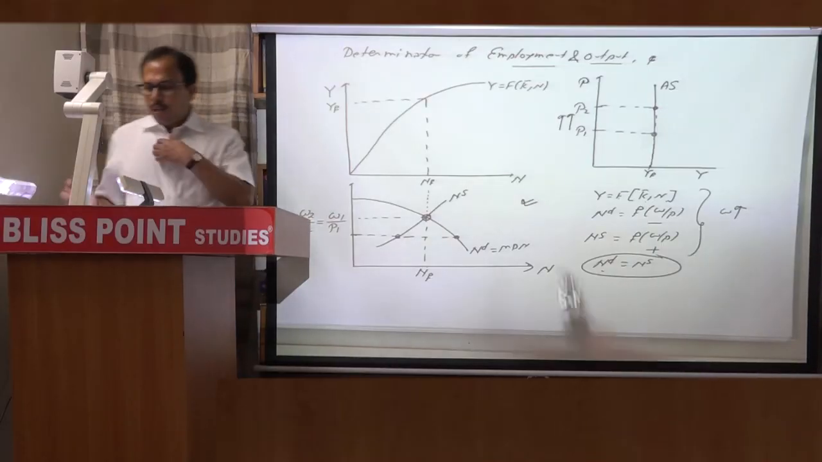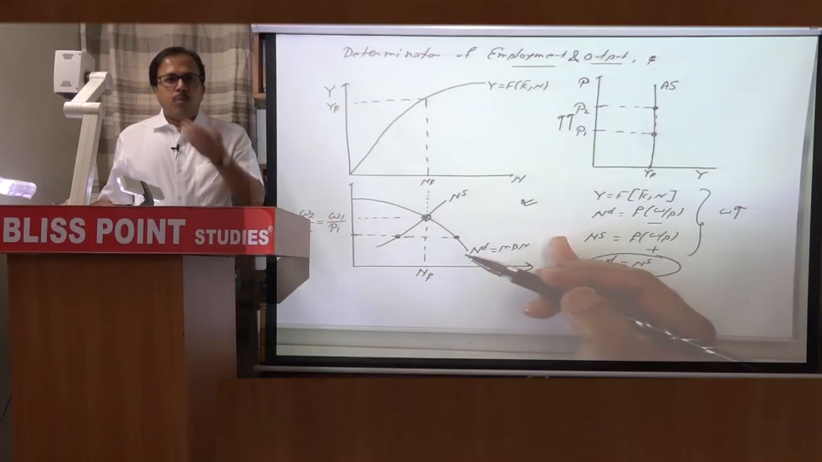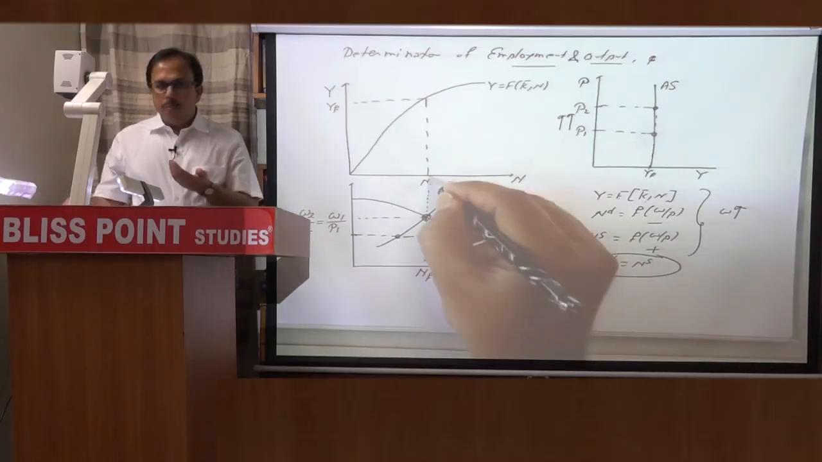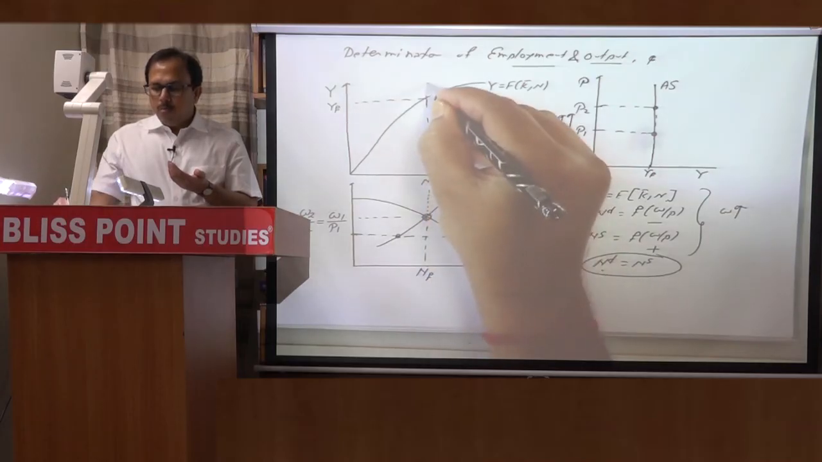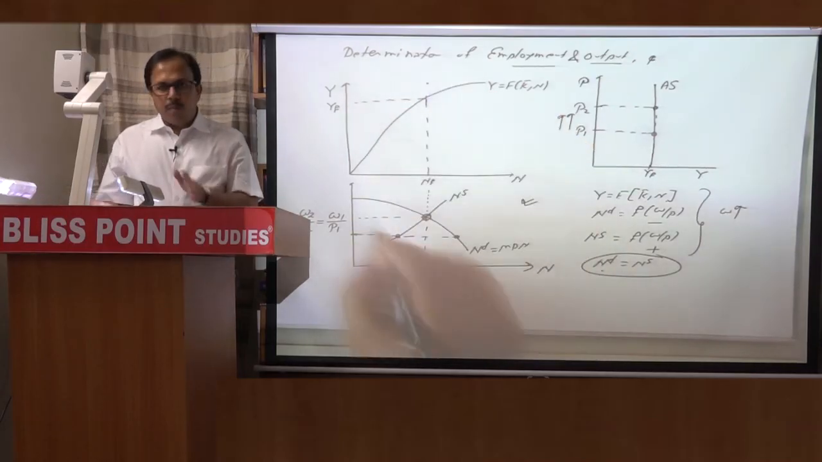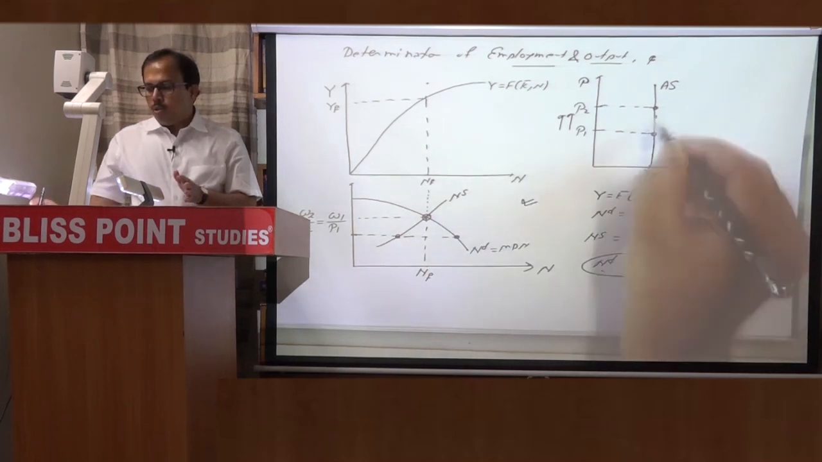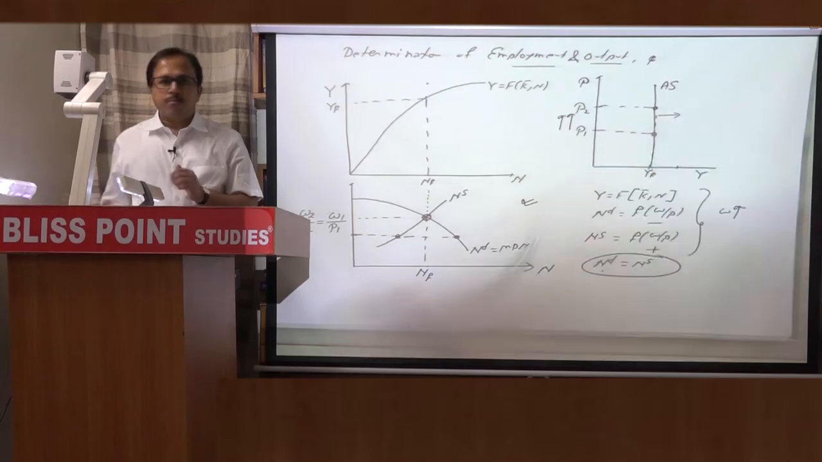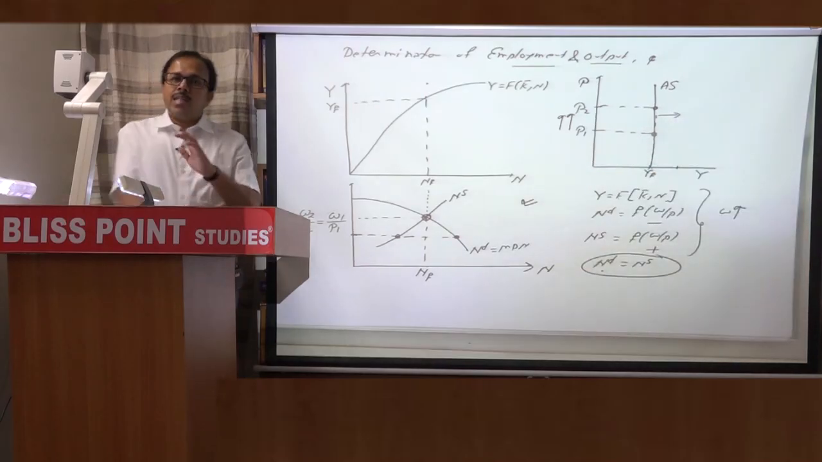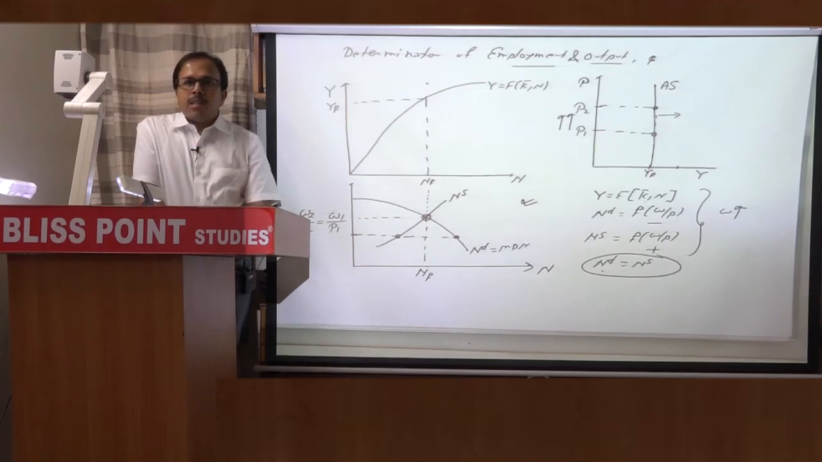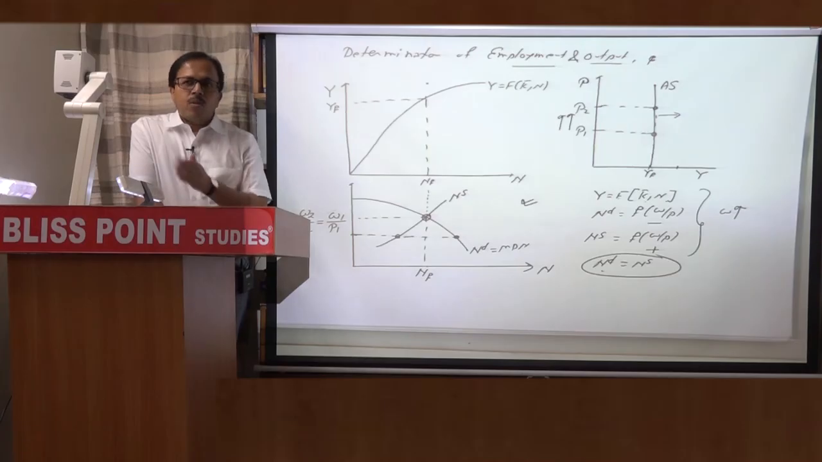Just for example, if technology improves, then what will happen? If technology improves, then the same employment of labor can produce more output. So everything will remain the same, but the same labor can produce more output. So output will change to the right. This aggregate supply curve will shift to the right. So there are various factors that will cause a shift of the aggregate supply curve. There are some factors that will not cause a shift. And what will cause a shift and what will not, we have to explain that part.